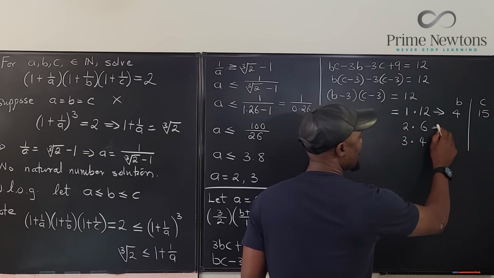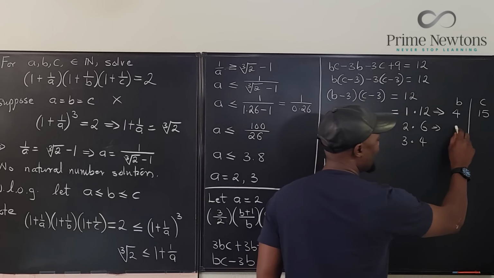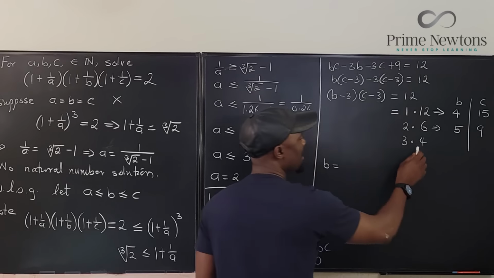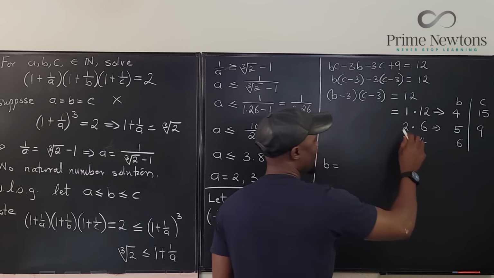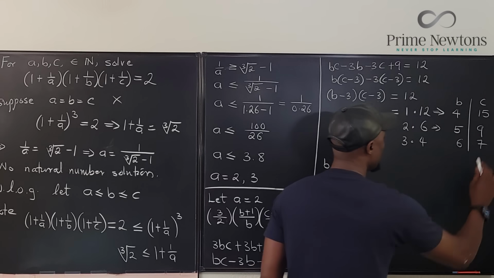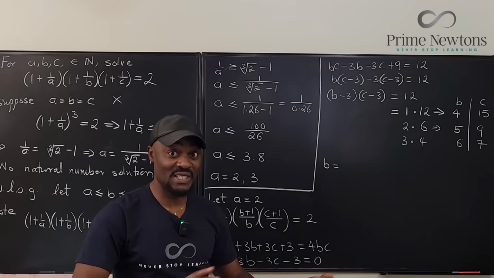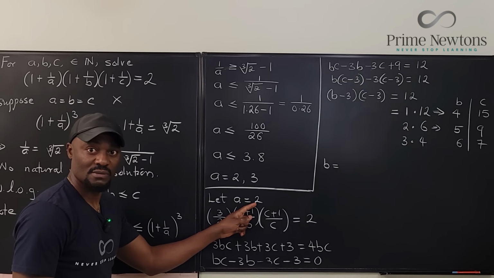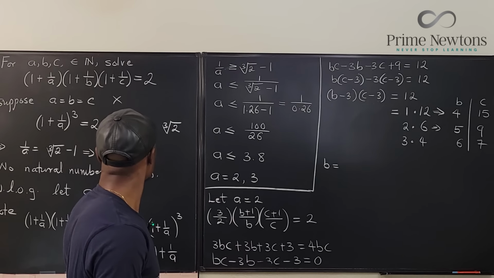If we use this one, it implies something minus 3 is 2. That thing must be 5, and this has to be 9. And here, something minus 3 is 3, that has to be 6, and this has to be 7. So, remember, everything we did is based on the assumption that A is equal to 2. So we have one set of solutions which I can write.